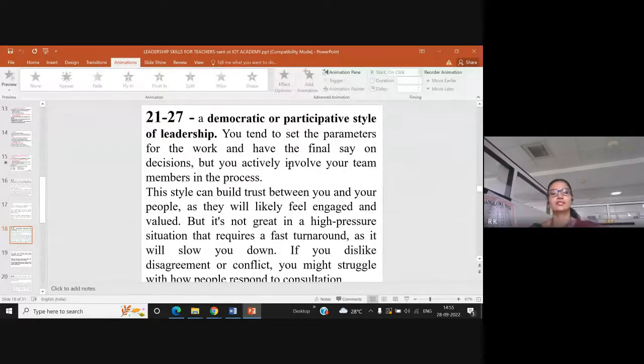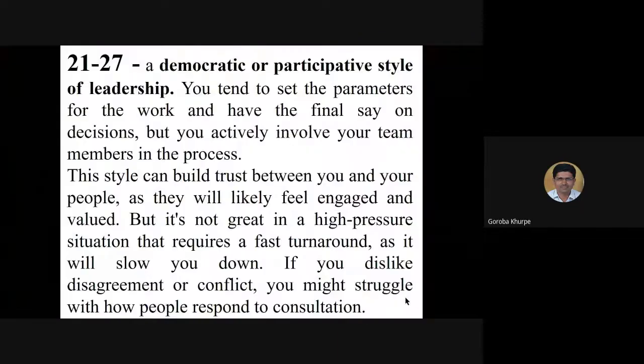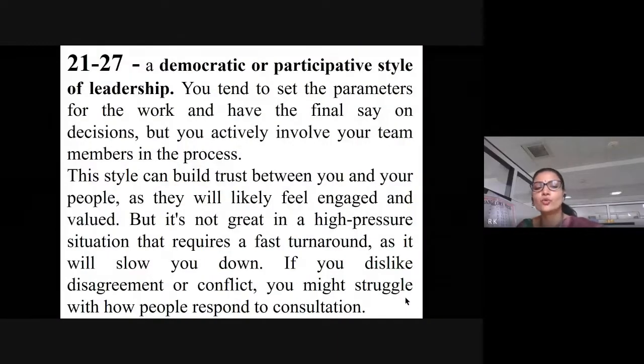Most of you will fall under this category, 21 to 27, which is a democratic or participative style of leadership. There's nothing wrong, but let's see. As faculty members, teachers and leaders, you tend to set the parameters for the work and have a final say on the decisions. And you also actively involve your team members in this process. You keep asking, what is your idea? What do you say? This style builds trust between you and your people, and they feel engaged and valued. But it is not suited to a high pressure situation.